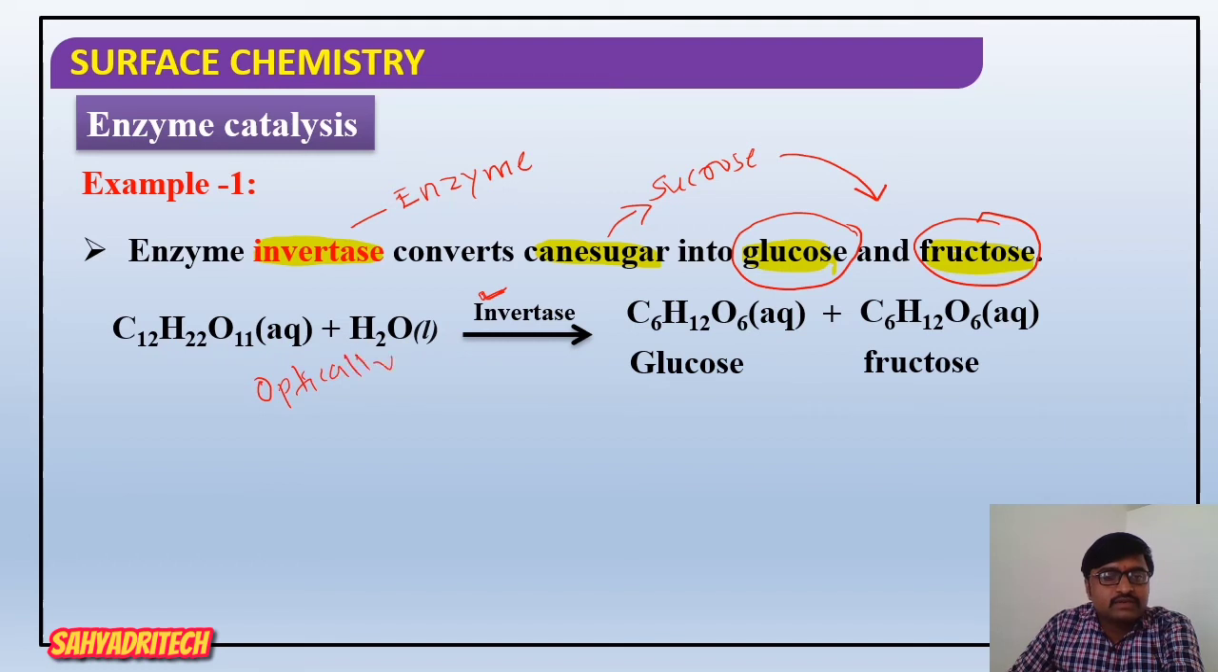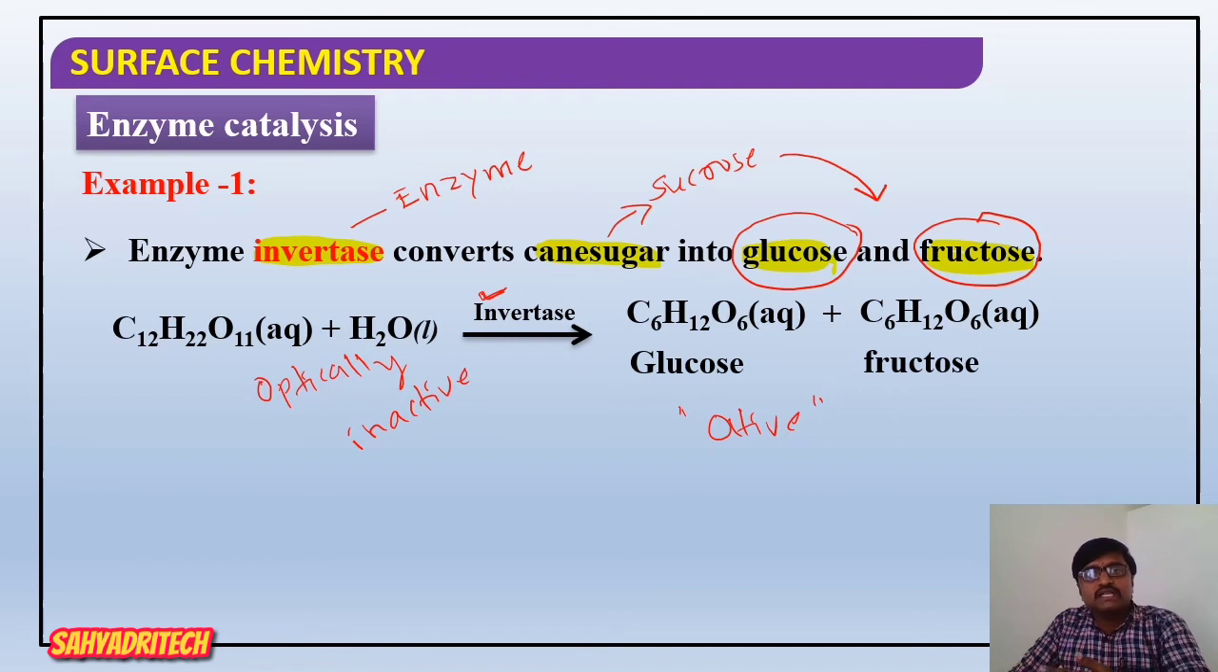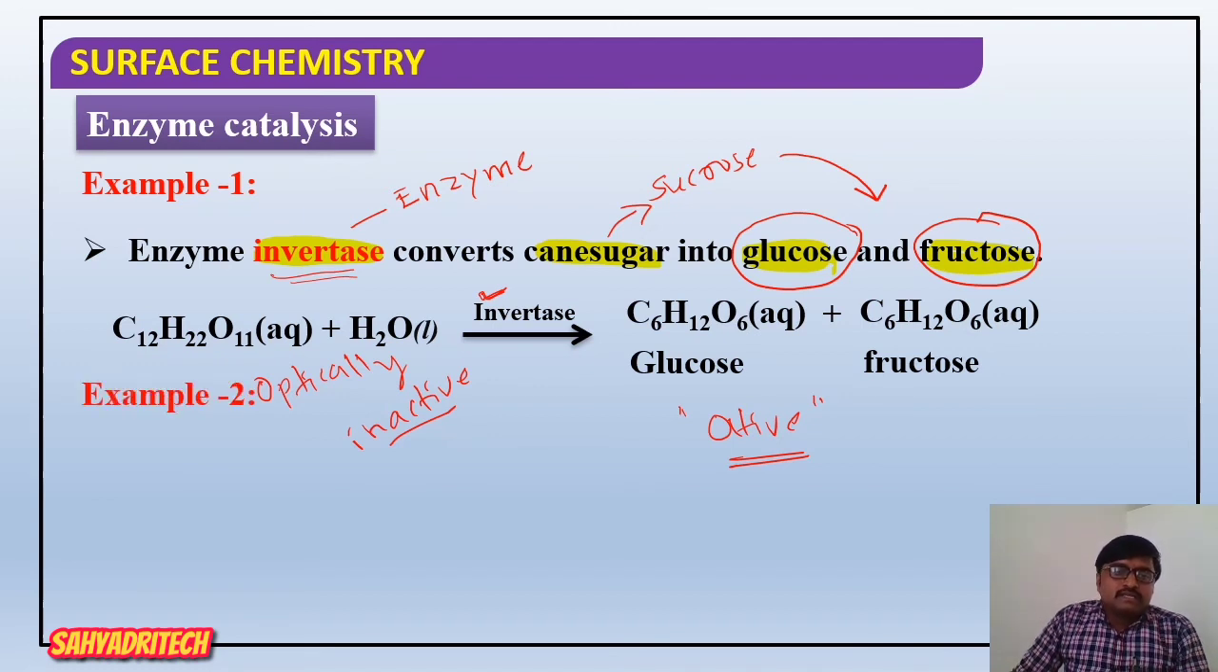Sucrose is optically inactive, it doesn't show any optical activity, but glucose and fructose show optical activity. Both are active, so we say it is inverted, there will be a change in the optical property. The inactive is converted into active, so inverted, reverse. The enzyme used here is named invertase. So this is one example.